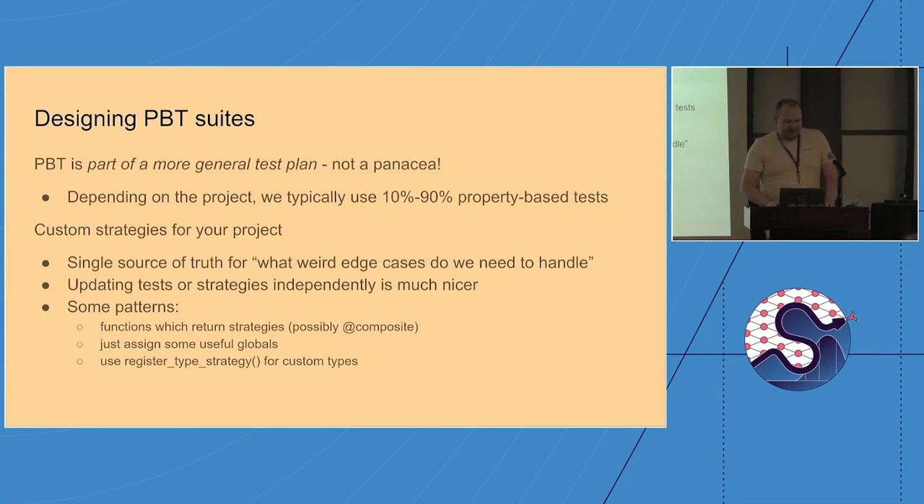And a couple of patterns for this. The simplest one is just, at the top of your test file, assign strategies to global variables. This works. Strategies are pretty much stateless, so you can then use those in the given decorator for each test. Another one is to write functions which return strategies. That's maybe more scalable if you want to customize them a little bit. And then finally, register_type_strategy for custom types makes it very easy to pick those up all over the place. And I would usually register those in something like a conftest.py, so that whenever I load up my tests, it does the registration before I start executing them.